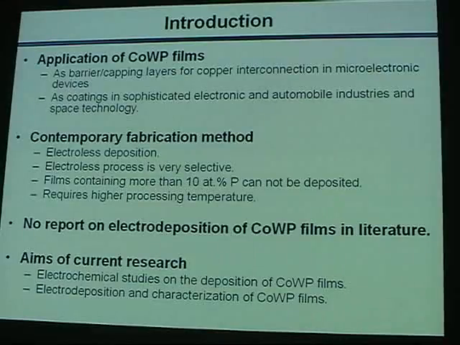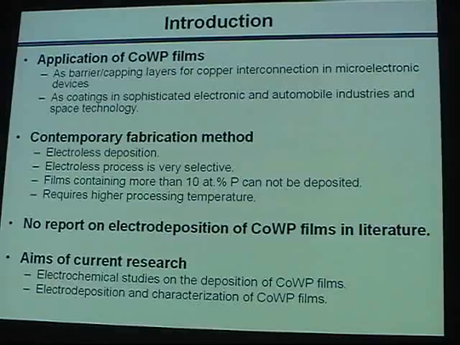To prevent copper diffusion and oxidation, a barrier or capping layer has been proposed, and many materials, metallic or dielectric, have been proposed as barrier or capping layers for copper interconnections. Among those, it was found that cobalt tungsten phosphorus has better protective ability due to its amorphous structure.